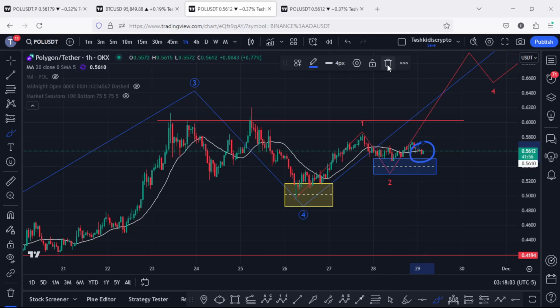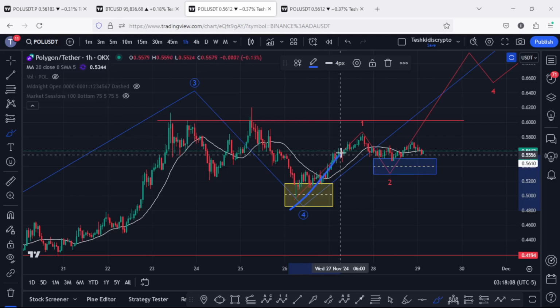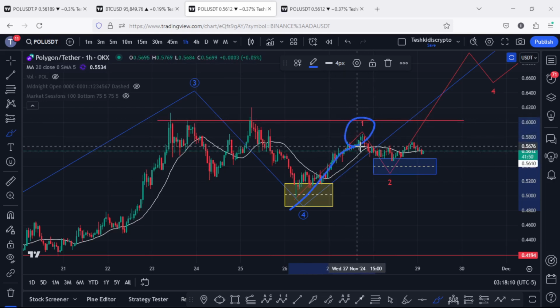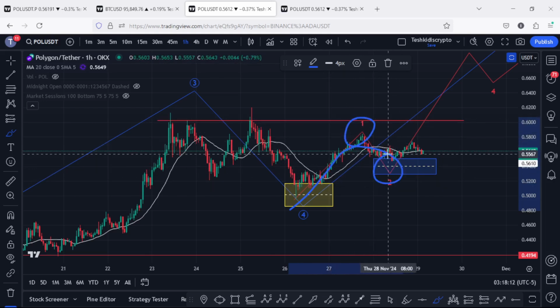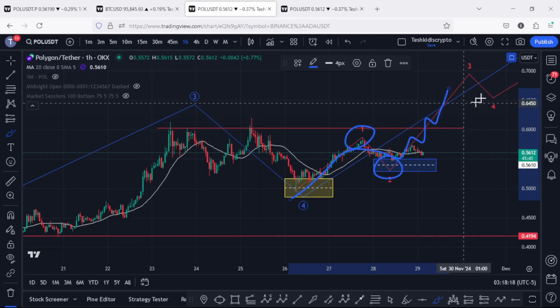We have also continued to obey the Deriv structures, where I believe that we have peaked in the formation of this wave 1, seen a pullback in the formation of this wave 2, and in the next coming hours, there are high chances that we can easily see another bounce to the upside in a Deriv count 3.